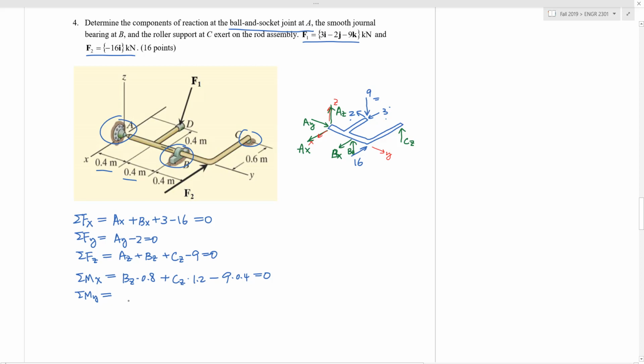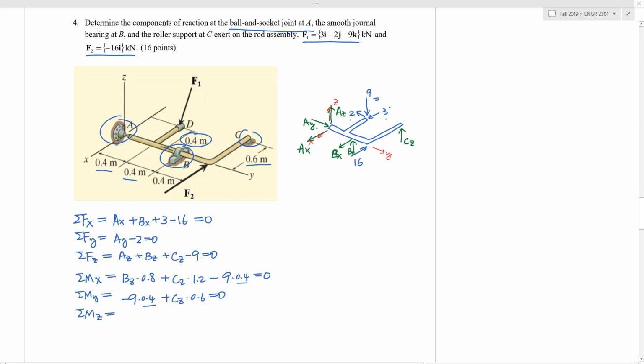So the 9 kilonewton force has a moment arm of this 0.4 meter right here, and it's clockwise, so negative 9 times 0.4. Okay, this 0.4 meter and this 0.4 meter are not the same thing, by the way. And then CZ is creating counterclockwise moments about y-axis, so positive, with a moment arm of 0.6 meter. Okay, and lastly about the z-axis.